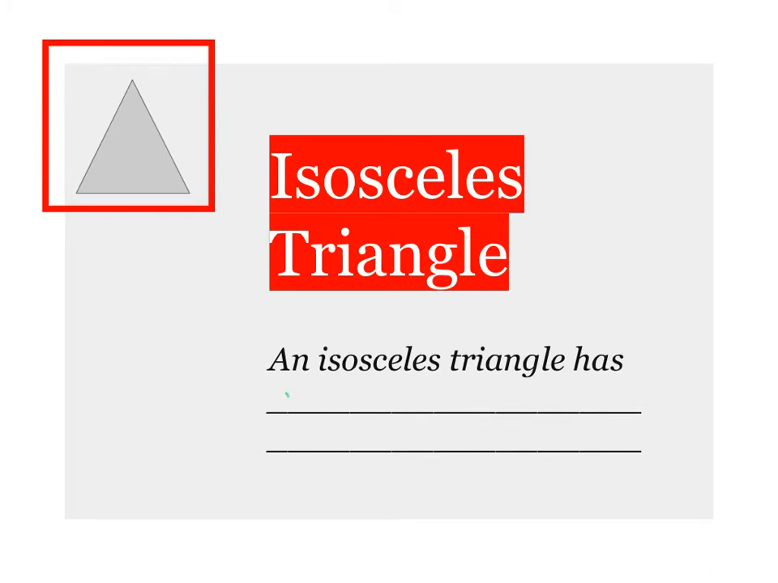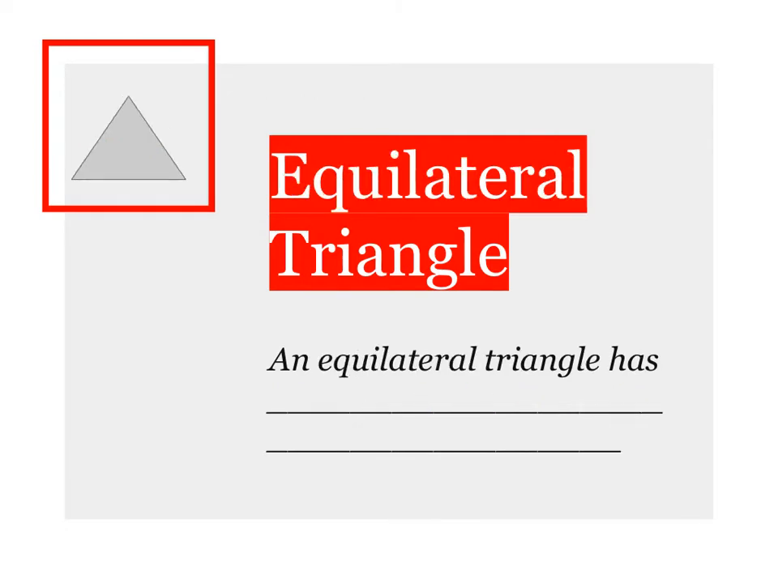An isosceles triangle has at least two congruent sides. That at least means that there could be three, but there has to be two. And then an equilateral triangle has exactly three congruent sides.